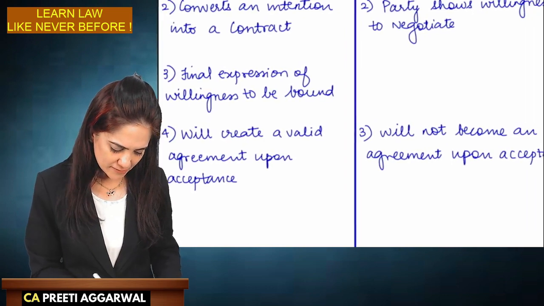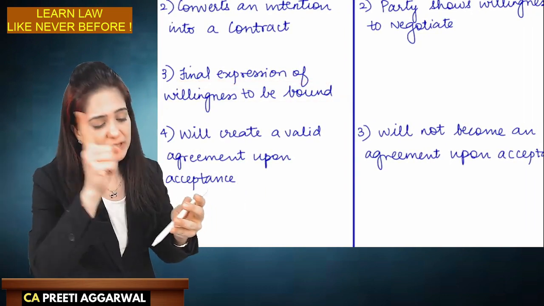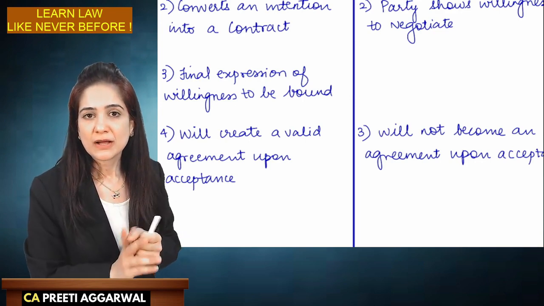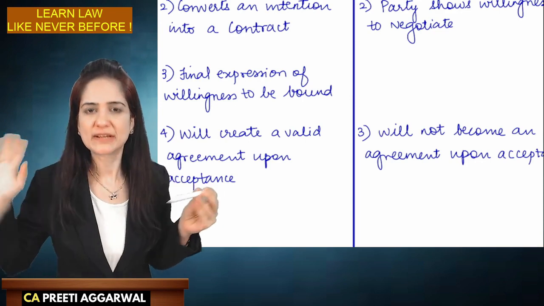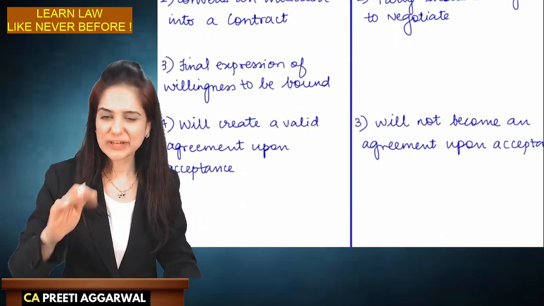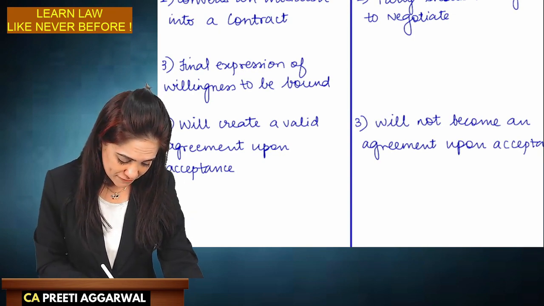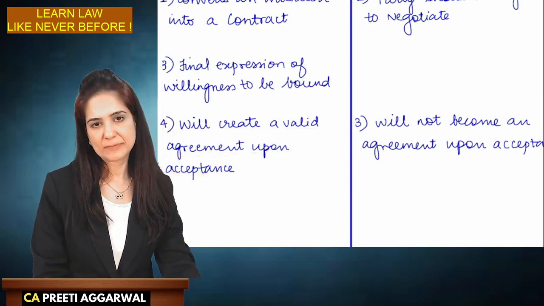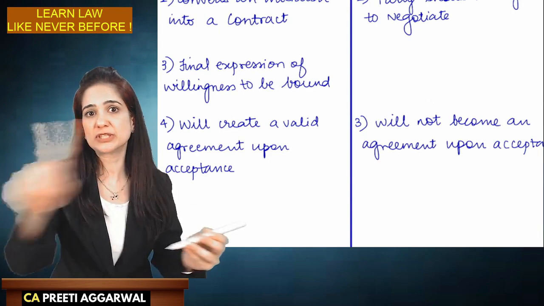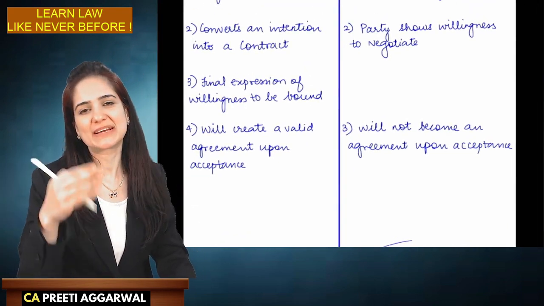Offer is actually a final expression of willingness. I want to sell this pen. You tell me whether you are ready to buy or not. So it is my final expression of willingness. Whereas invitation to offer is actually inviting an offer from the other person. Offer will create an agreement upon acceptance. You can either accept or reject it immediately. But invitation to offer is not acceptance.